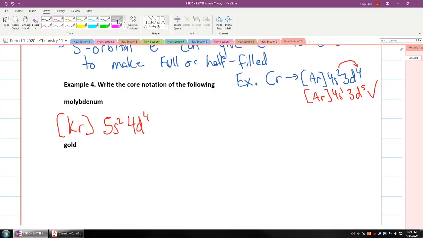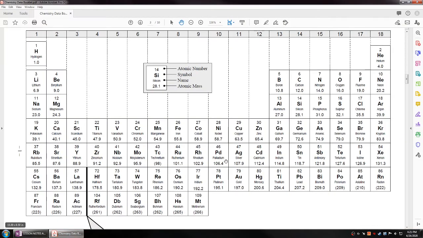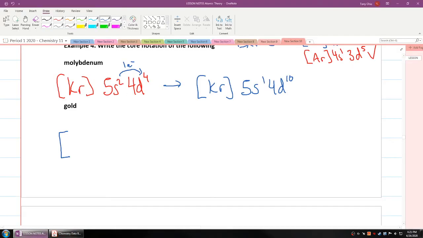So what can happen now? Well, this d orbital can be half-filled, because if one electron transfers over from the s orbital, it can become a lower energy state, which will become krypton 5s1 4d5. And this is the electron configuration of molybdenum. If we look at gold, for example, gold is located right here. So xenon is its core.